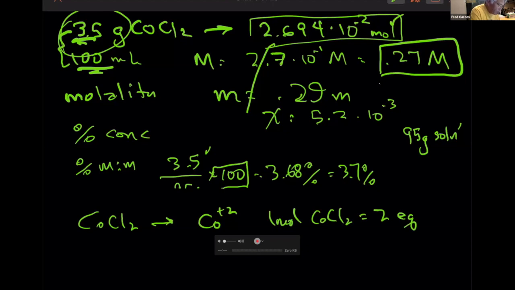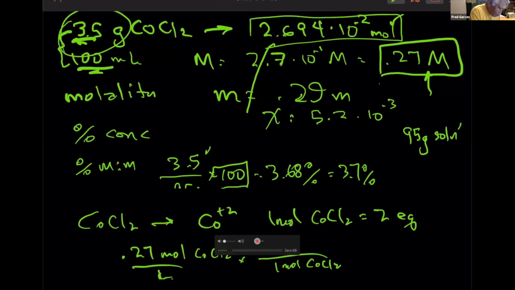Okay, so remember the molarity was this. So we're going to use that 0.27 moles per liter of cobalt chloride. Then we're going to use this conversion factor right here. For every 1 mole of cobalt chloride, we have 2 equivalents of cobalt. So our normality in terms of the cobalt is just 0.27 times 2, and that is, of course, 0.54 normal. So that's how you do this type of calculation.